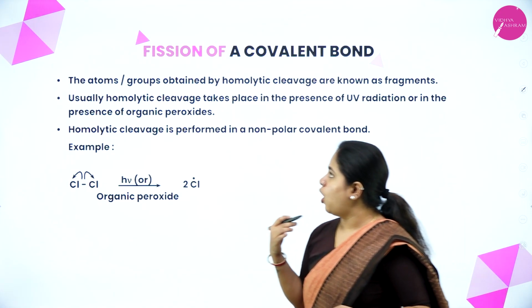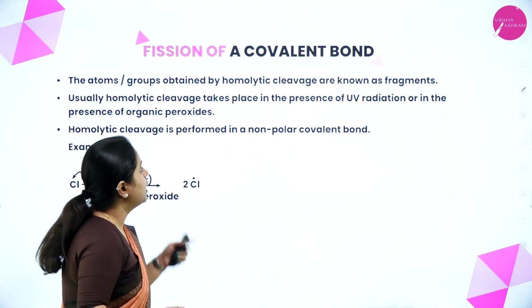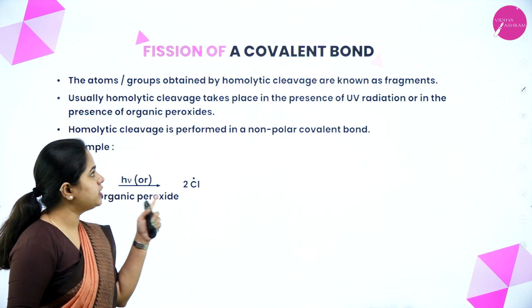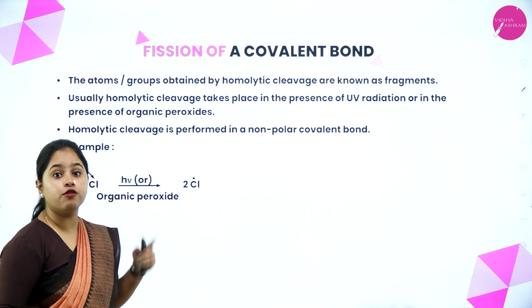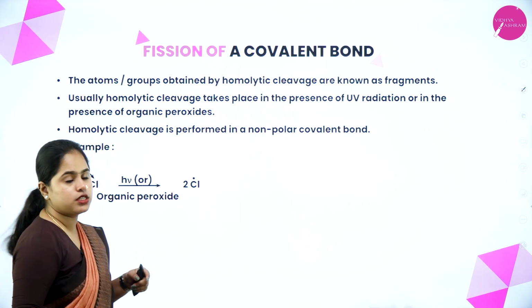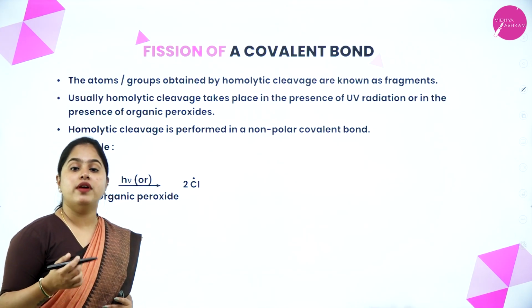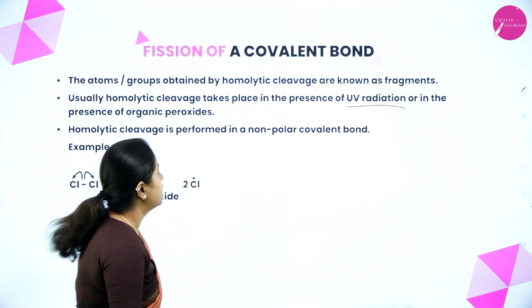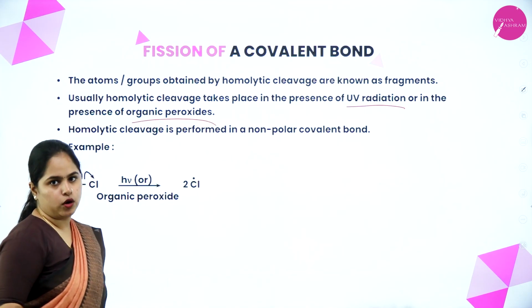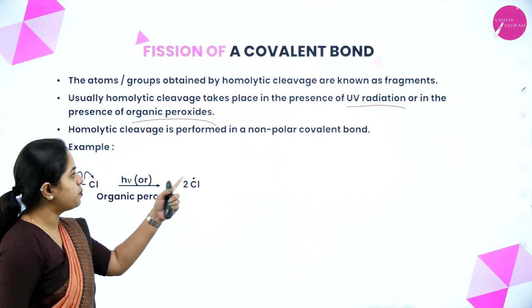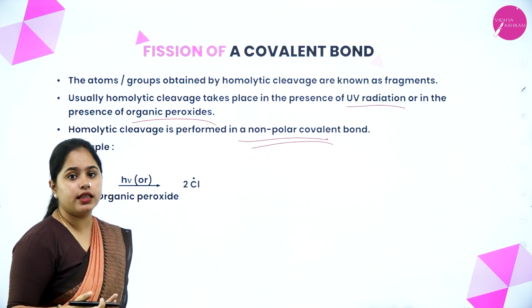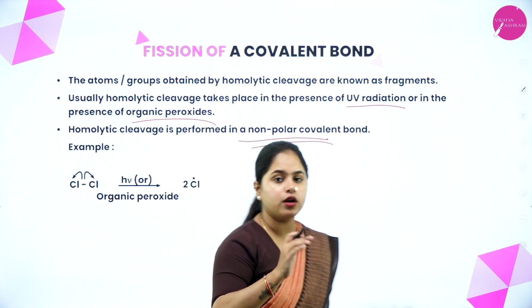Now the atoms or groups obtained by the homolytic cleavage are known as fragments, and usually homolytic cleavage takes place in the presence of UV radiation or in the presence of organic peroxides. So when does homolytic cleavage take place? Either in the presence of UV radiation or in the presence of organic peroxide. Now, homolytic cleavage is performed on a non-polar covalent bond. It can happen only in the presence of a non-polar covalent bond.